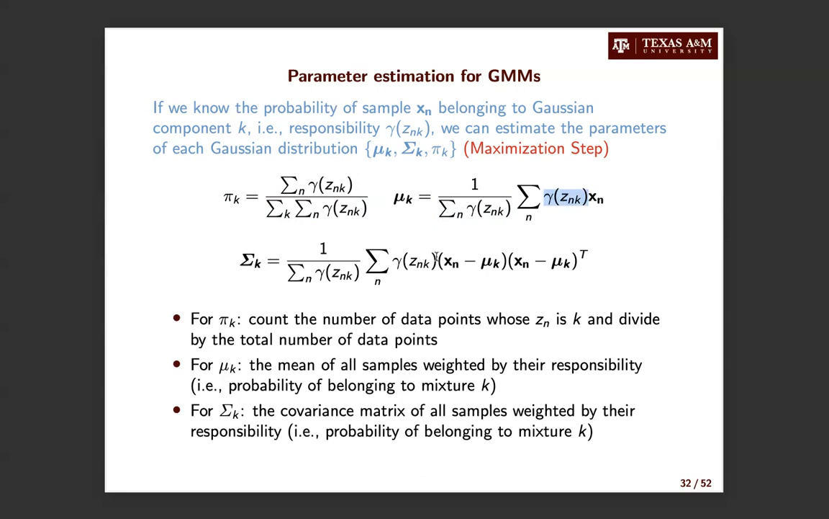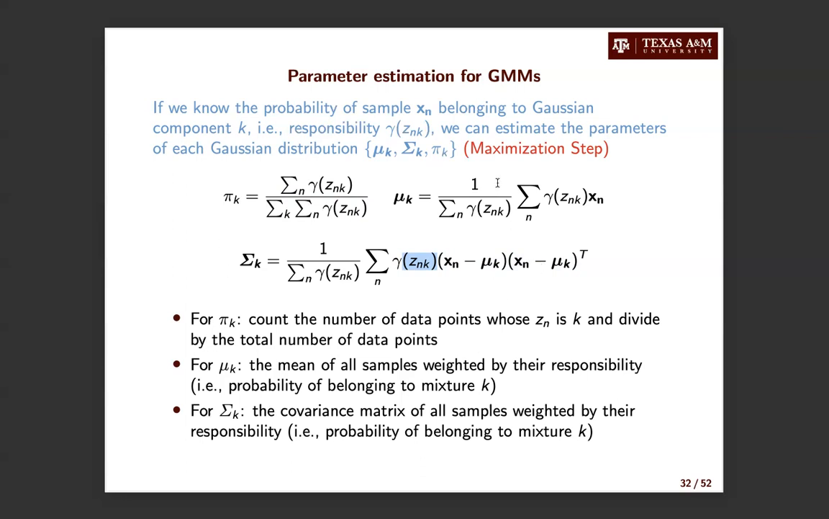Finally, the covariance matrix can be thought of as the covariance of each sample from the mean of the corresponding cluster. So essentially how far away each sample is from that specific mixture of the Gaussian. And again, this covariance is being multiplied by this responsibility of that corresponding sample.